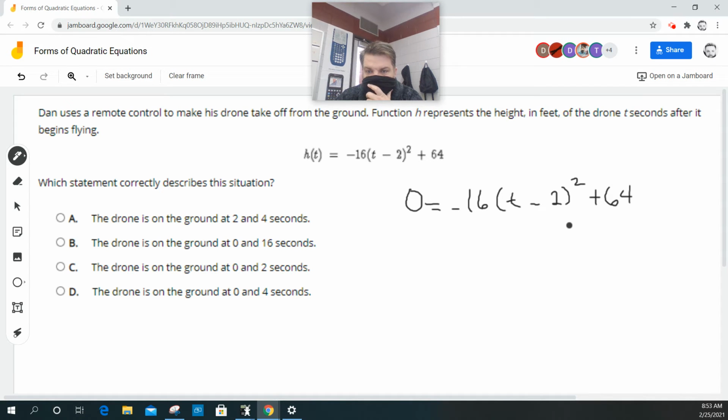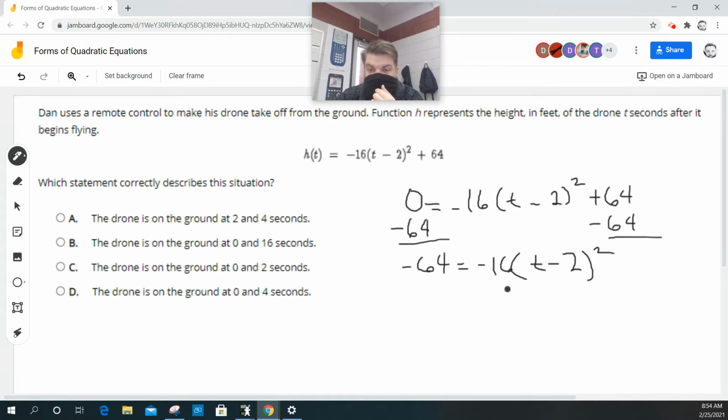I could, I suppose, subtract 64 from both sides. Okay. And then I get negative 64 is equal to negative 16 times the quantity t minus 2 squared. Now what do I do? Remember, we're solving for t. I'm going to divide both sides by negative 16.